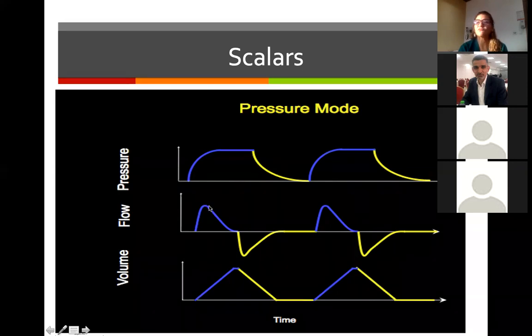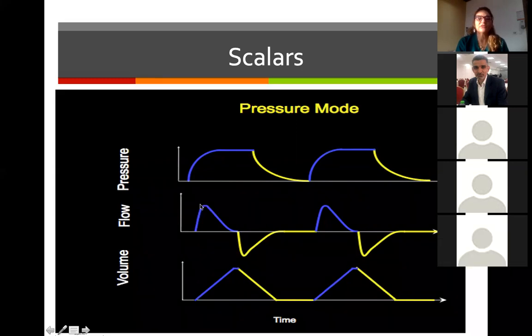So the positive deflection is during the inspiration, and when we are expiring, we are taking the gas out, that will be the expiration. So there will be an increase in the flow until it reaches the peak inspiratory flow. And then after the peak inspiratory flow, it will start coming down.